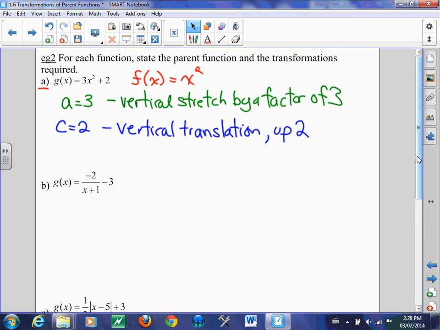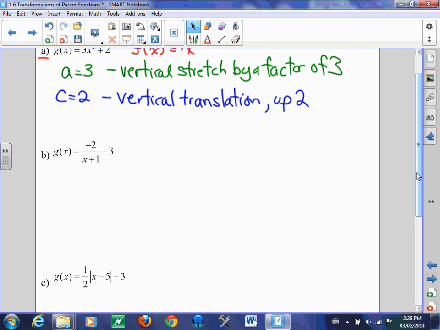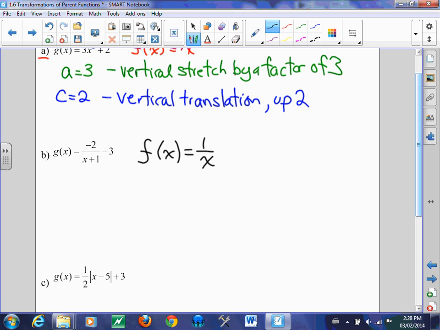Looking at example B, ladies and gentlemen, you see a fraction, so hopefully you notice that your parent function in this case is going to be the reciprocal because the x is on the bottom, right? So you know your parent function is that. Based on the parent function, what has happened from here to get to here, i.e., what are my a, d, and c values, and then you explain.